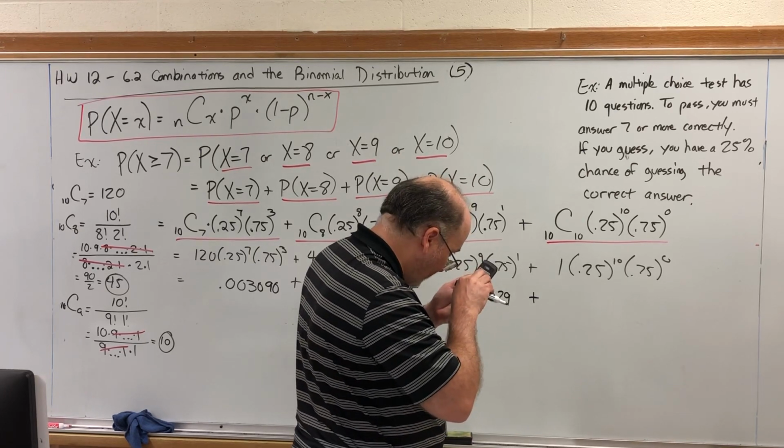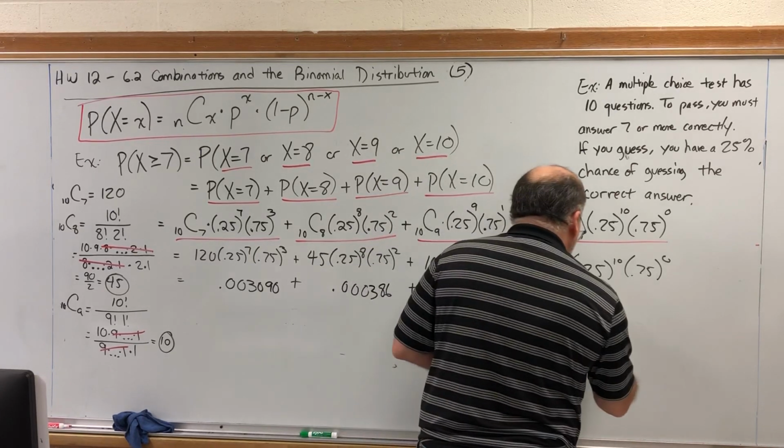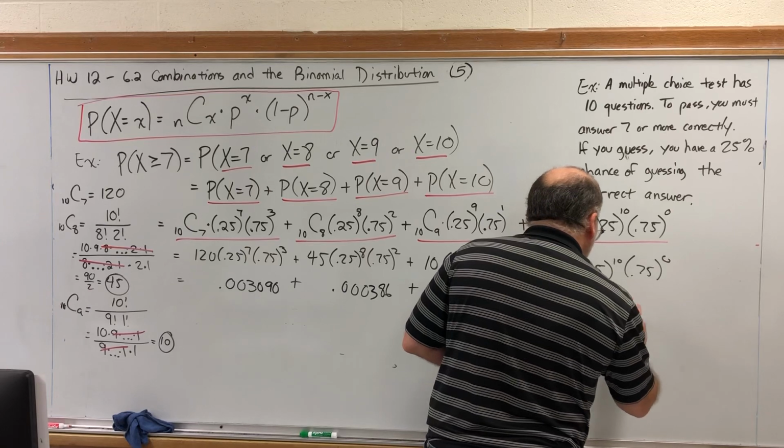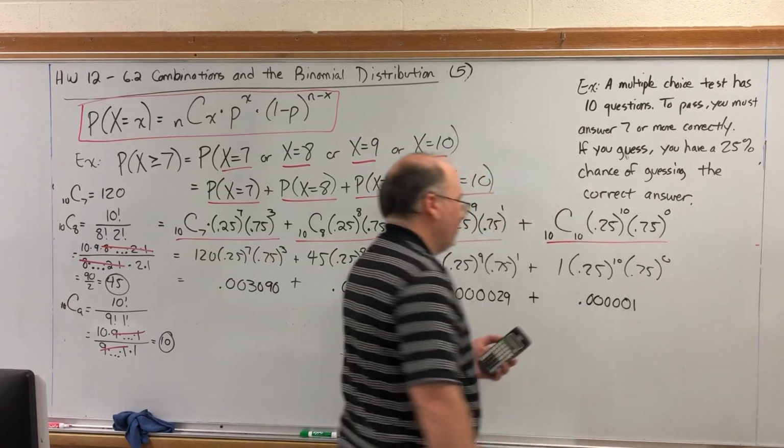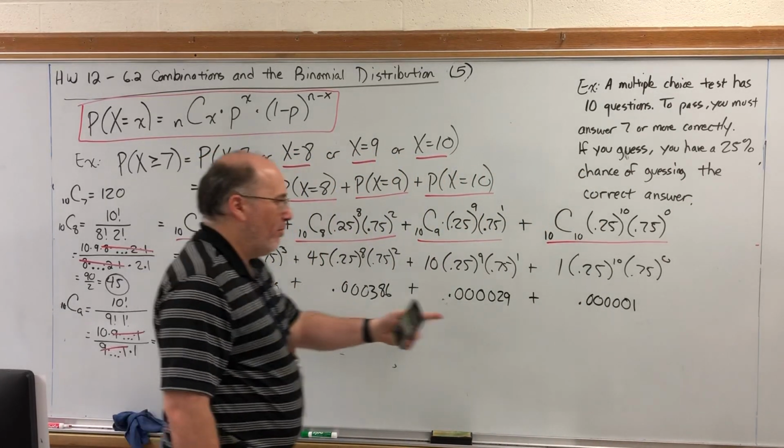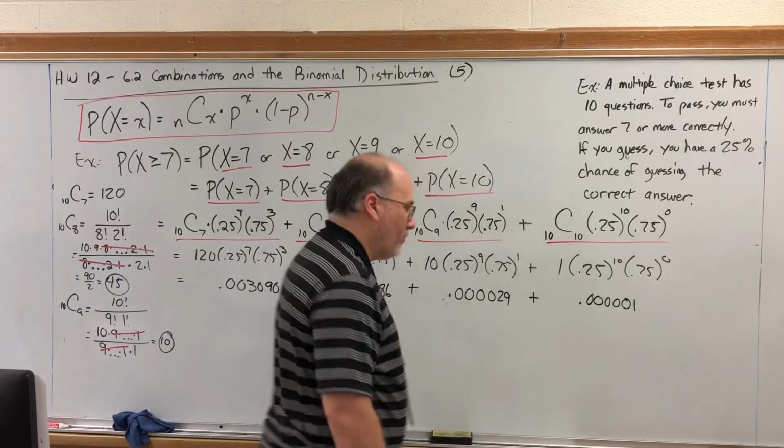1, 2, 3, 4, 5, 6. Okay, to 6 decimal places is 0.000001. So you can see the probability of getting 100 if you just guess for it randomly.